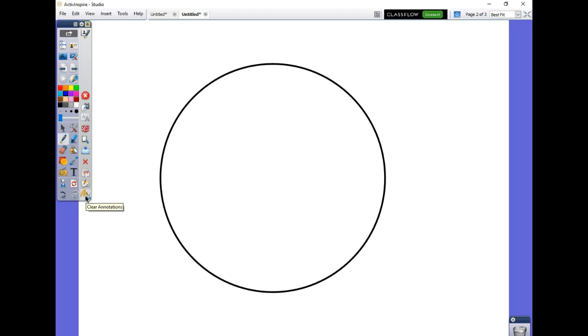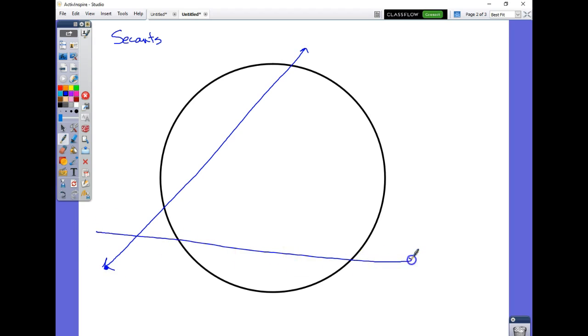The last but certainly not least is going to be the intersecting secants. These are by far the worst. So when I'm looking at secants, I'm looking again at 4 different segments. I'm looking at segment A and B. I'm also looking at segment C and D.